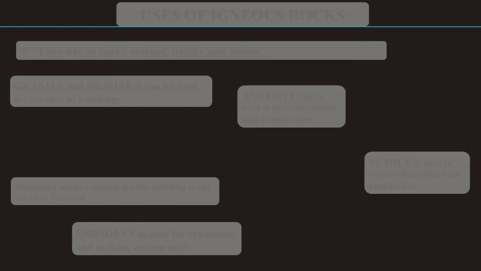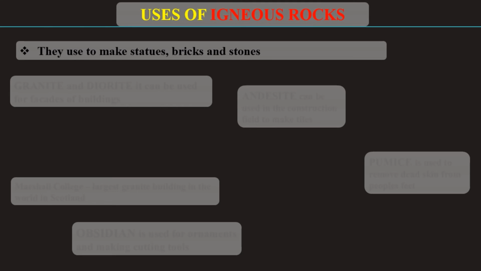Aside from knowing the rock cycle, the formation of rock cycle, the texture and composition of the three main types of rocks, it is also interesting to know the different uses of each type of rocks. For igneous rocks, generally, they can be used to make statues, bricks, and stones. Some common examples of igneous rocks are granite and diorite, which can be used for facades of buildings.